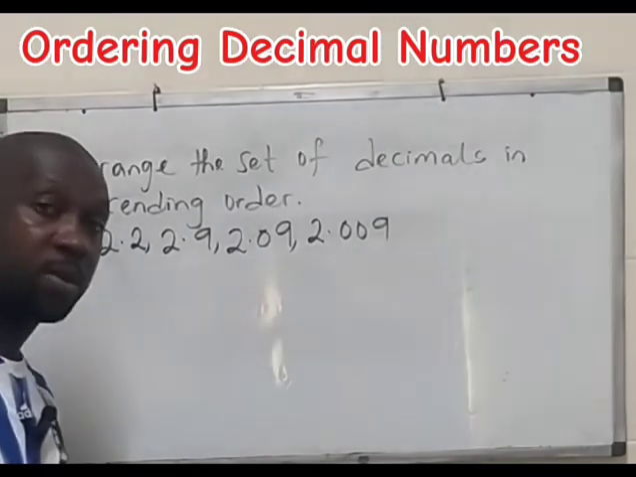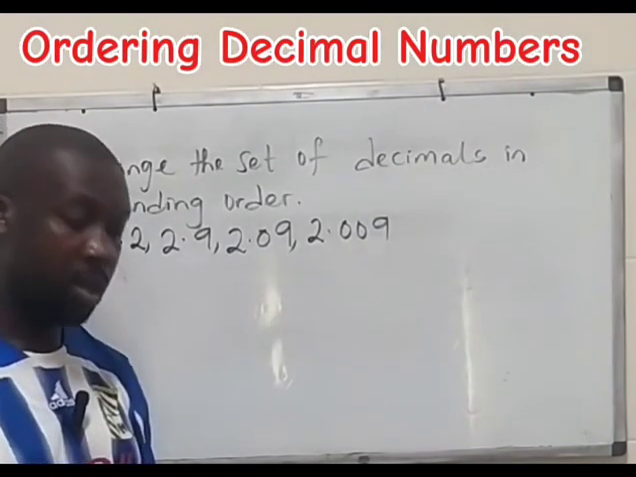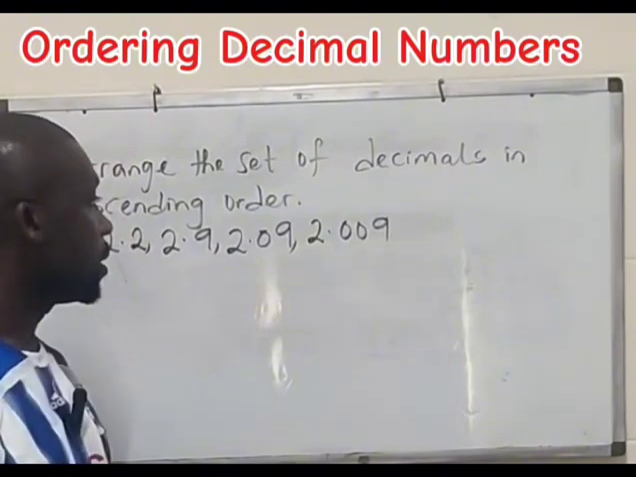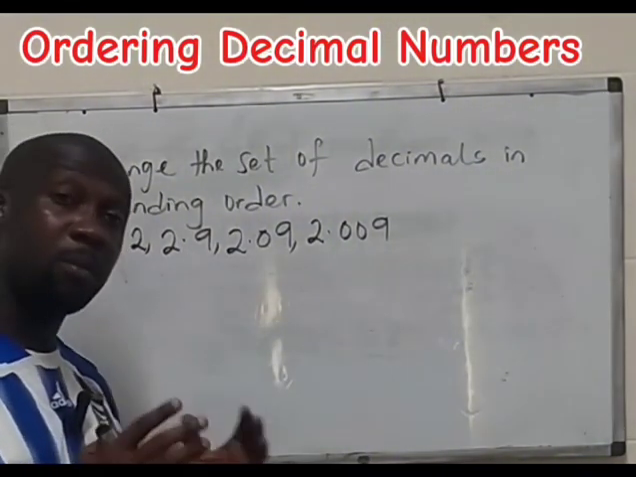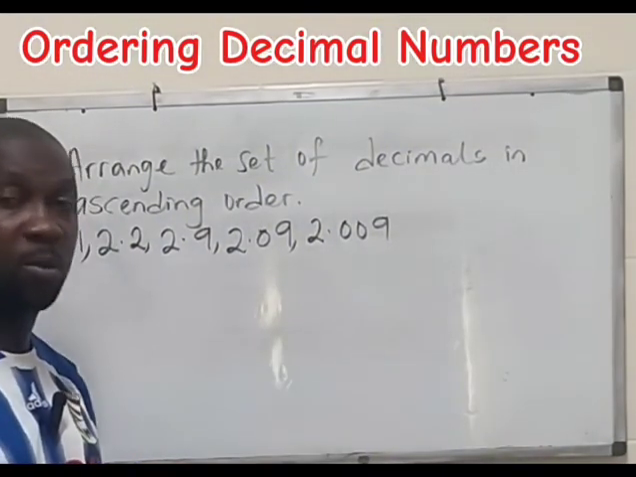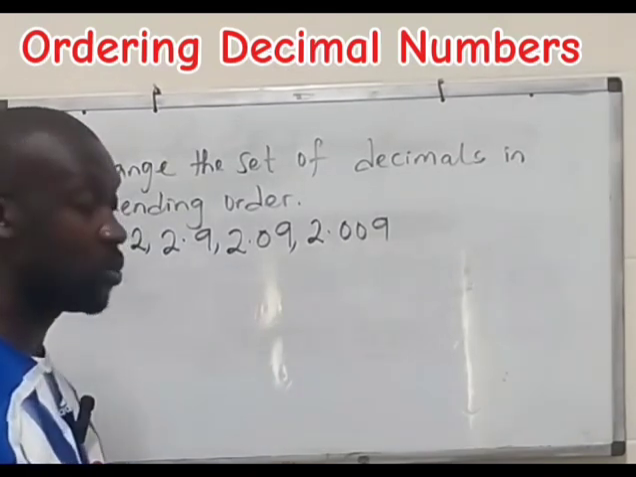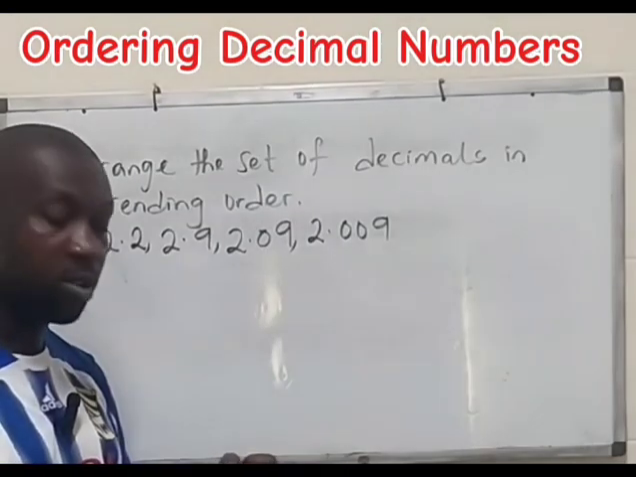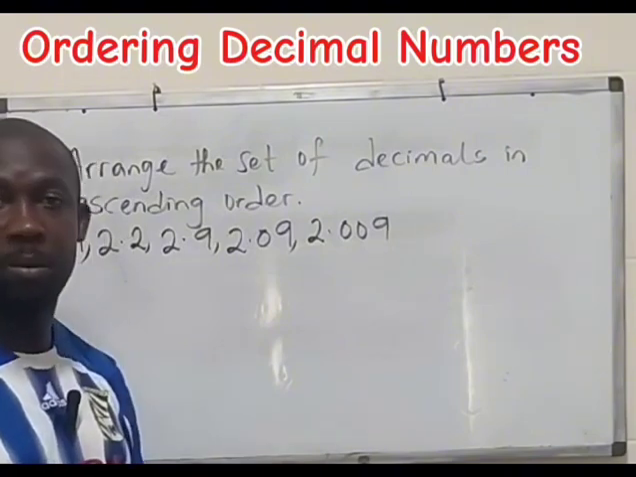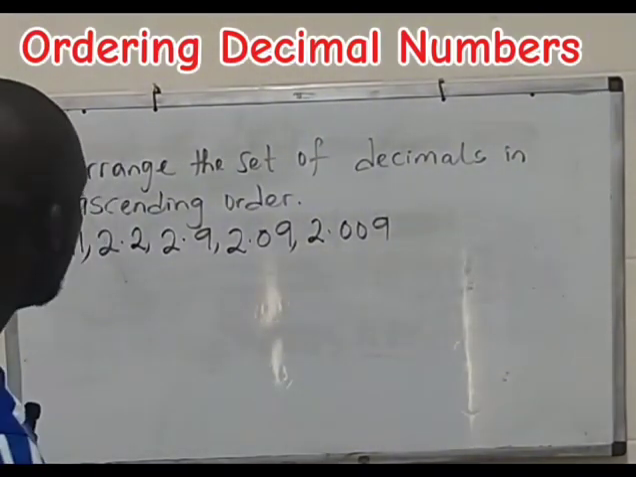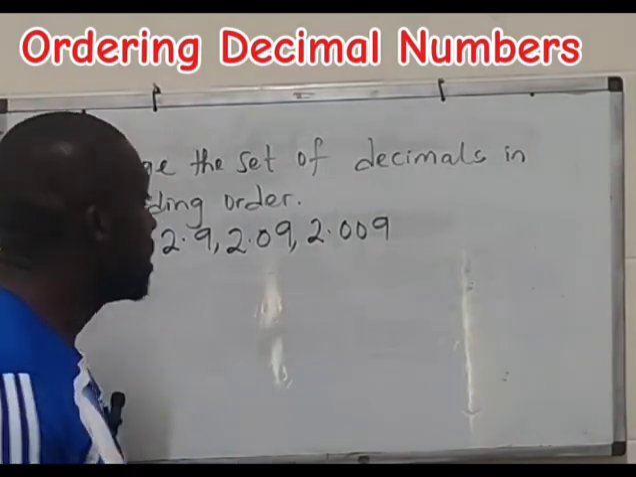Now there were three things we took note of. One, the importance of place value. Two, when comparing two numbers, you have to start from the largest value. And three, the digit number. We have one digit number, two digit number, three digit numbers. Now let's apply the same method to this question.